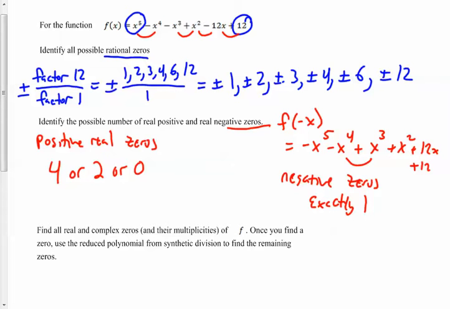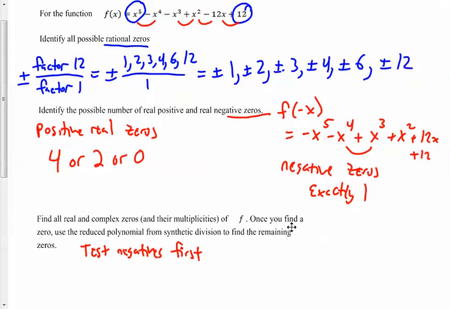So now using all this, we want to find these zeros. When I see there's exactly one negative 0, let's test the negatives first. And once we find that one negative 0, we know there can't be any more negatives, so we have to switch to the positives. So switching this and using synthetic division to help us test, we're just writing down the coefficients: 1, negative 1, negative 1, 1, negative 12, and 12.